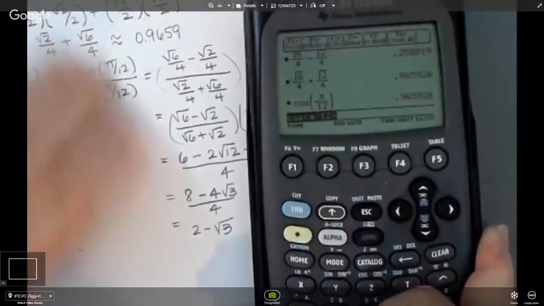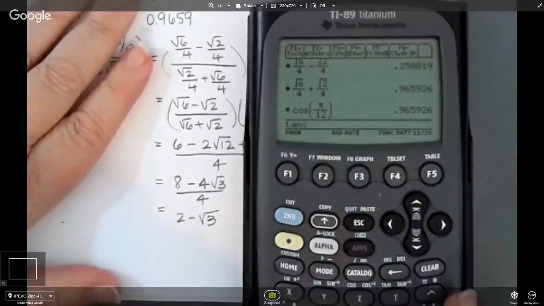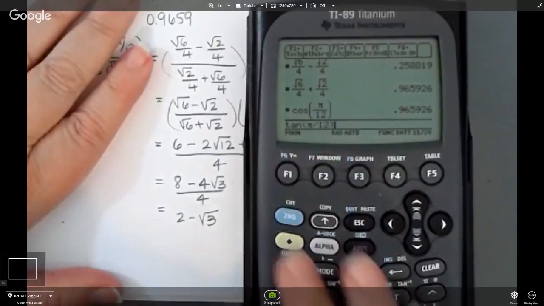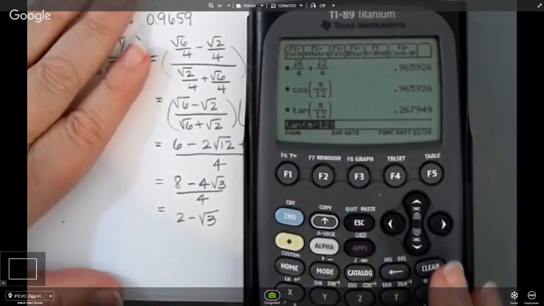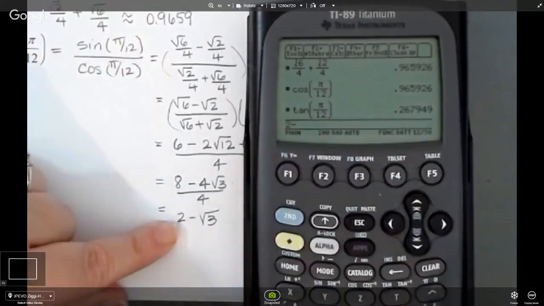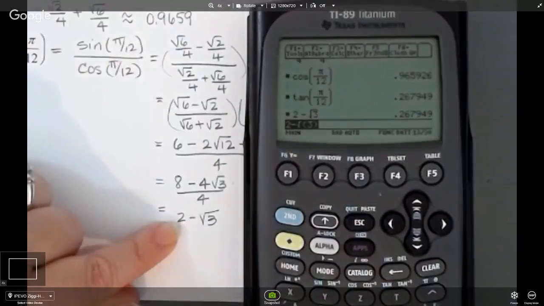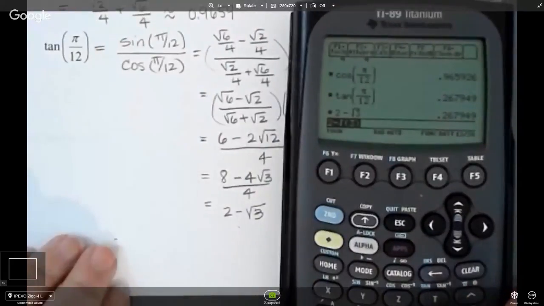And if I were to do the tangent of pi over 12, we get 0.269. Okay, and then similarly, if I were to go 2 minus secant root 3, I would show you that that is the exact same number. Okay, and again, this is the exact number for the tangent of pi over 12.